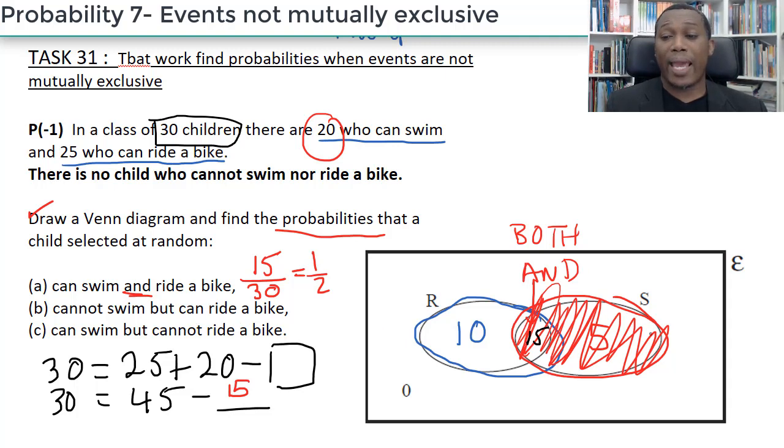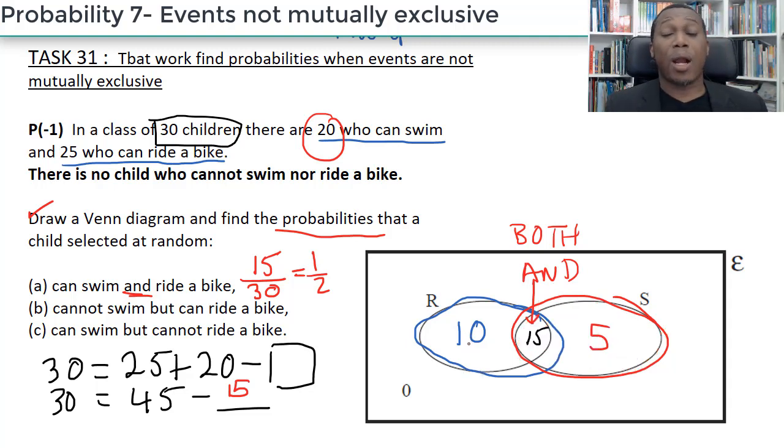If I cross out that, all the people who can swim have been crossed out. How many are left that could ride a bike only? Bike only. It's 10. We can see it there, 10. Is the probability 10? No, because the frequency, the number of ways of getting the outcome, is 10. The probability will be 10 on 30.